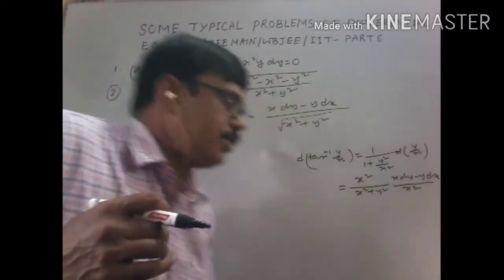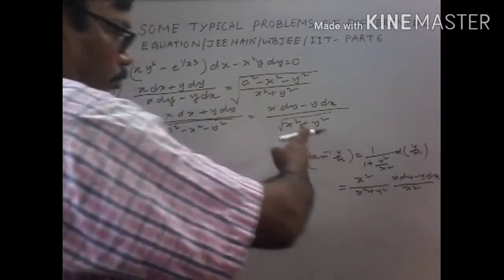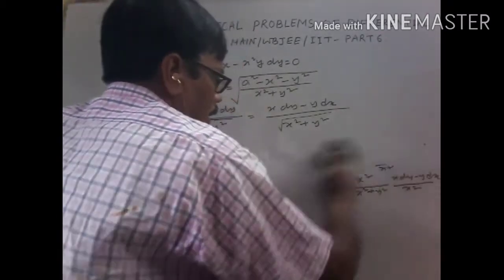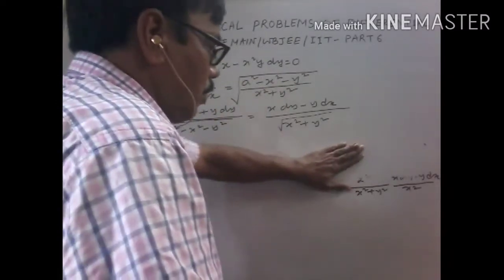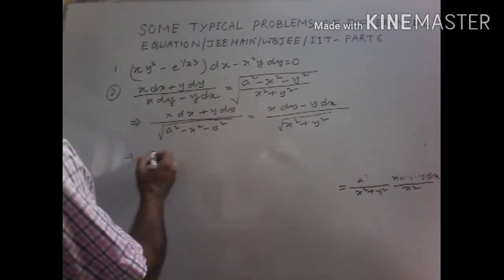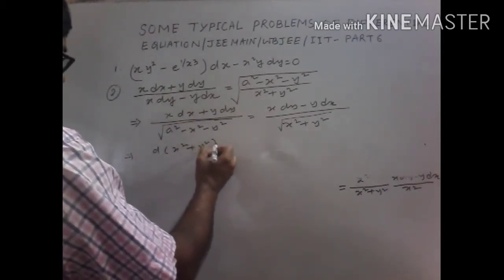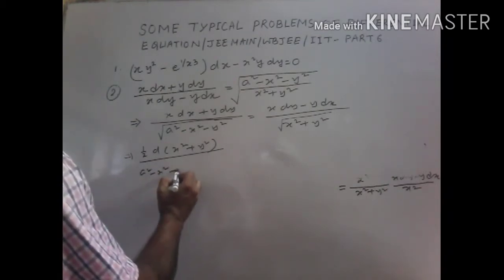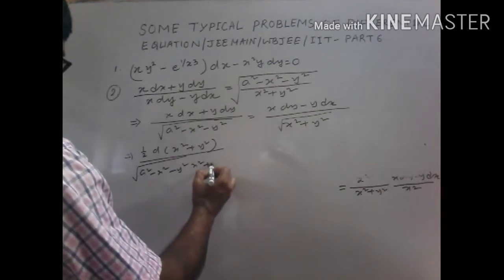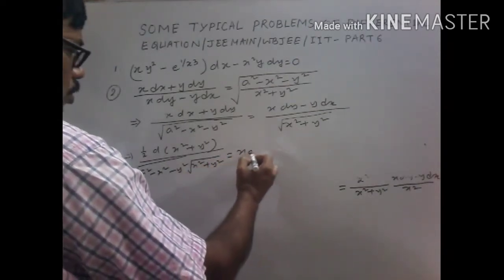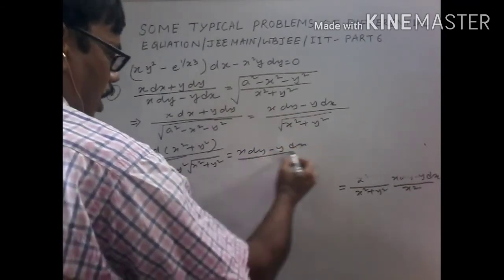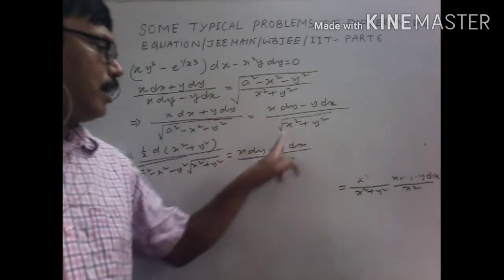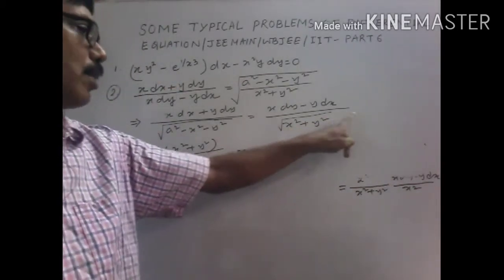So one term is extra, this root is extra. We try to remove the extra term. So look, we can write it in this form also: half d of (x² plus y²) by (a² minus x² minus y²) times root of (x² plus y²) equals (x dy minus y dx) by (x² plus y²), meaning the remaining is the same. Multiplying by root of x² plus y² makes it balance.